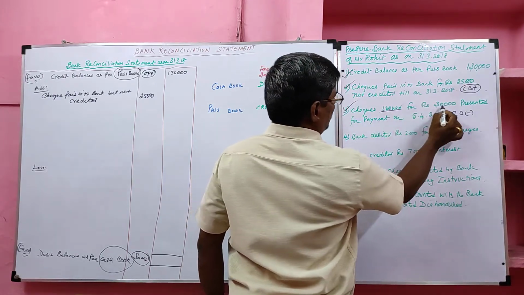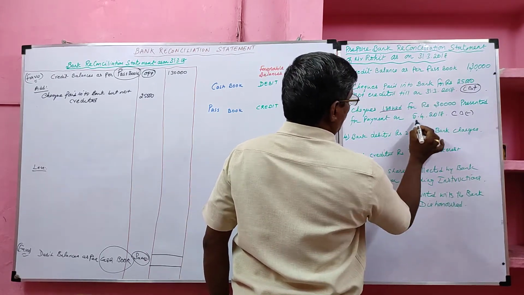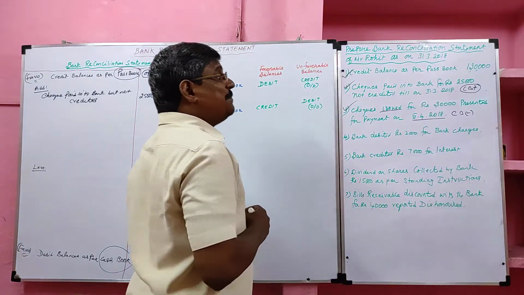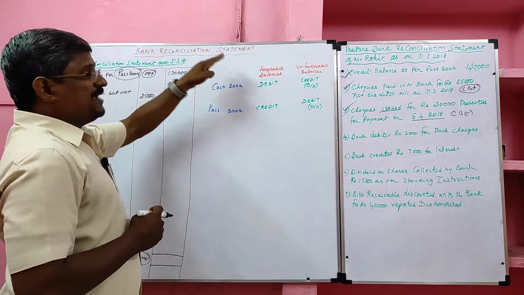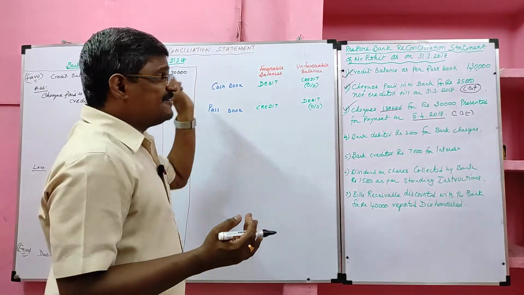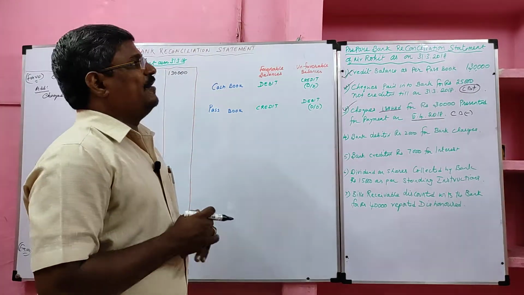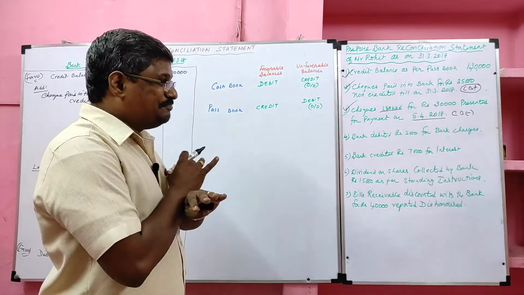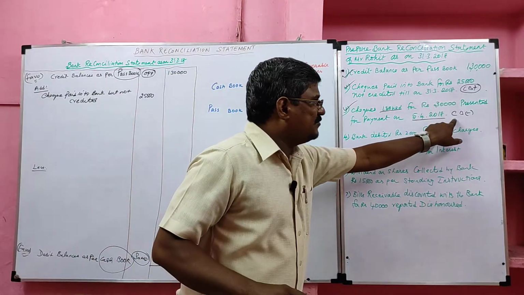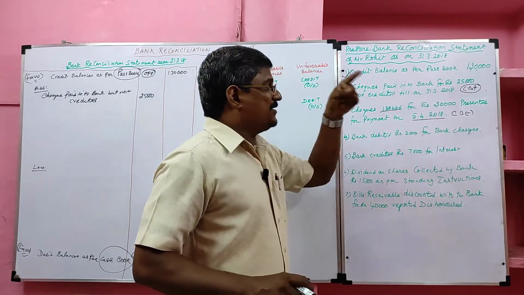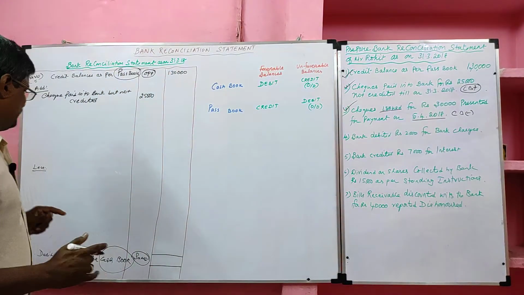Next, checks issued, where the transaction taken place in cash book, it was deducted. Check issued for 30,000 presented for payment on 5th April 2018. So the check was presented after the BRS date. If any check presented after the BRS date, we should consider it as not presented on this date. The transaction was taken place in cash book, it was deducted. Now we have to repeat.